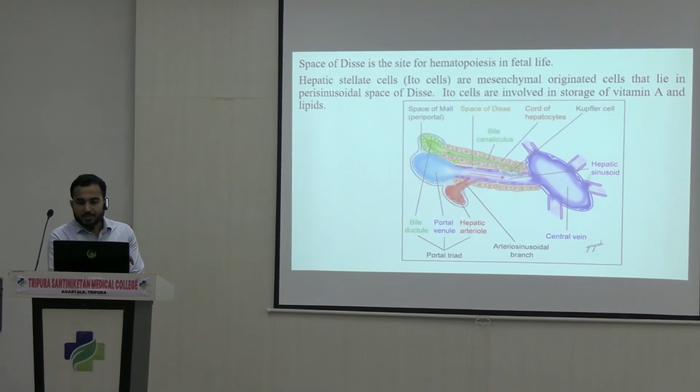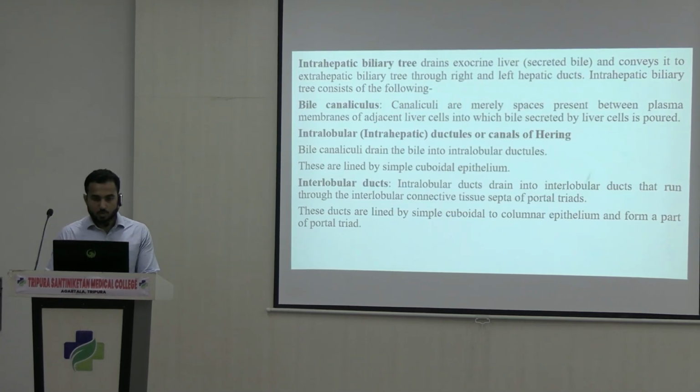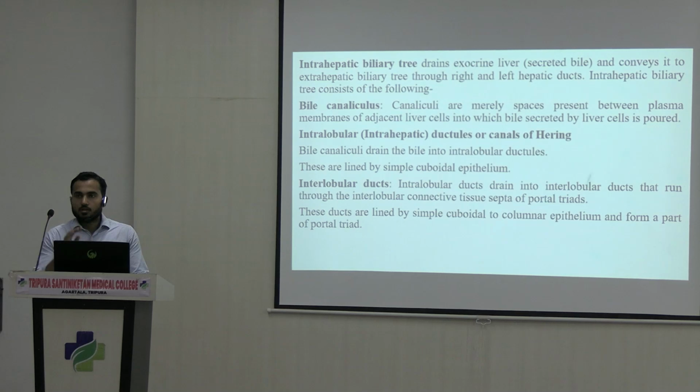These are of mesenchymal origin, and what is the main function? The main function is that they are involved in the storage of vitamin A and lipids in the liver. So till now, whatever we have discussed was about the 3 liver lobules.